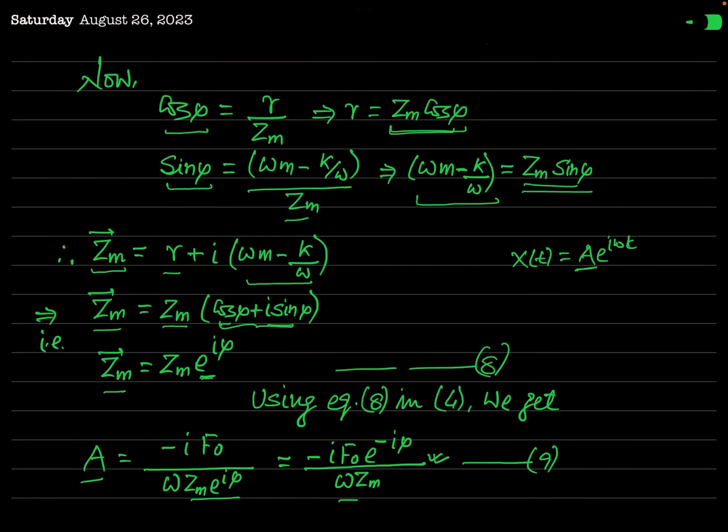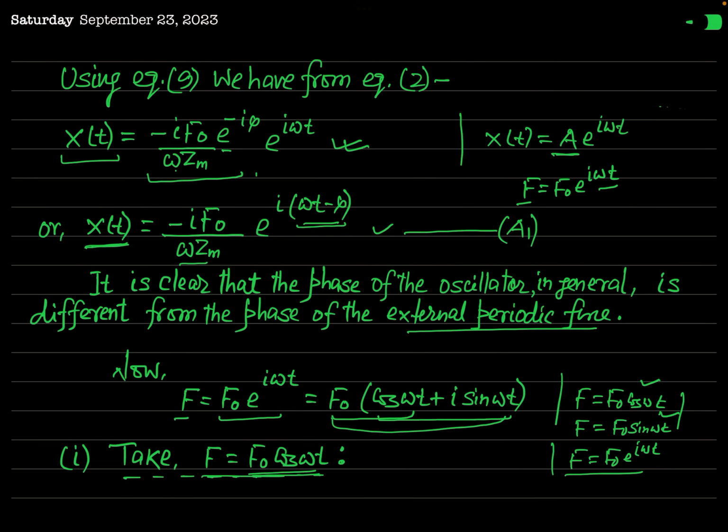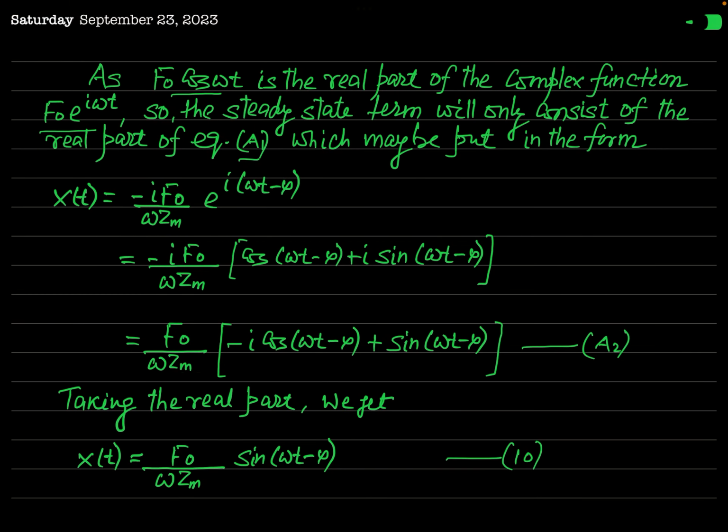Here, where is x? X is this much. When we simplify this x of t, you can see it will contain both its imaginary part and real part. But when you take the force as f naught cos omega t, which is the real part of the applied force, then we will have to find the value of x of t by taking the real part of this equation A1. And so first of all we will simplify it.